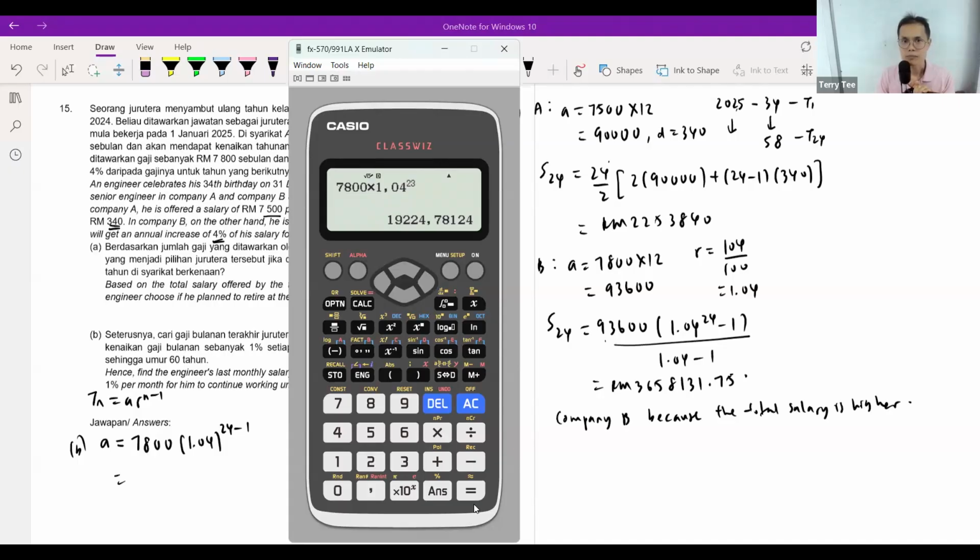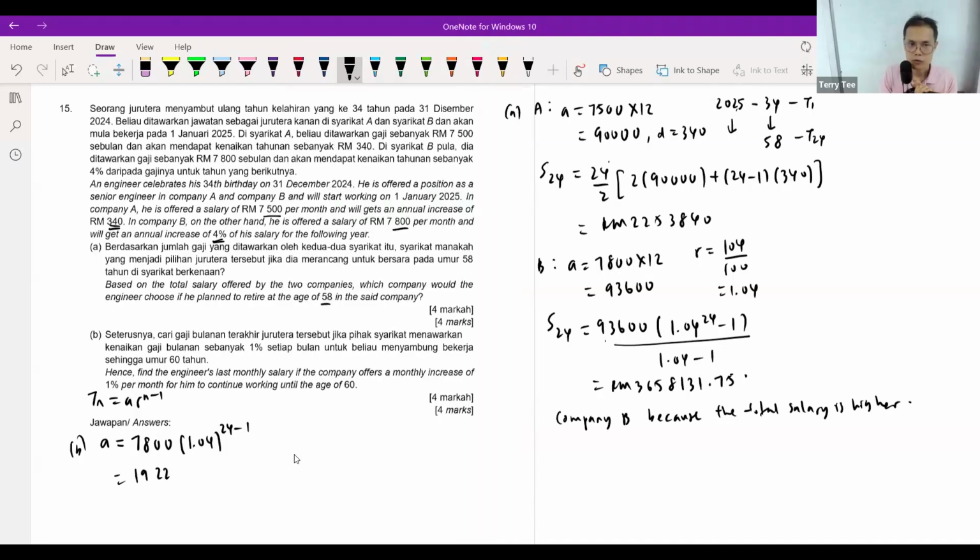So that will be 19,224.78. So this is the monthly salary on the year that he retired, age 58. But the company offered him increment the next 2 years for 24 months, right? So remember, 2 years is 24 months. So you begin with this. We find T24.